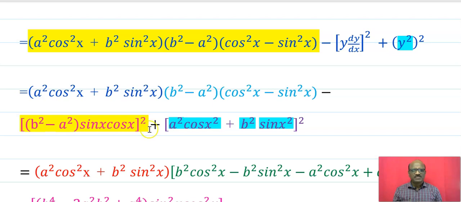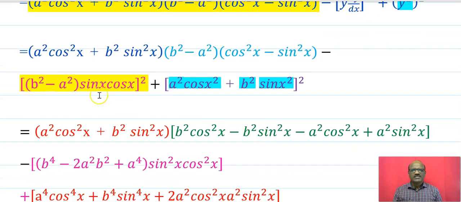Next, plus, what is plus here? y square, and it's a bracket square. But we know the value of y square. The value of y square is a square cos square x plus b square sin square x, which is given in the question.